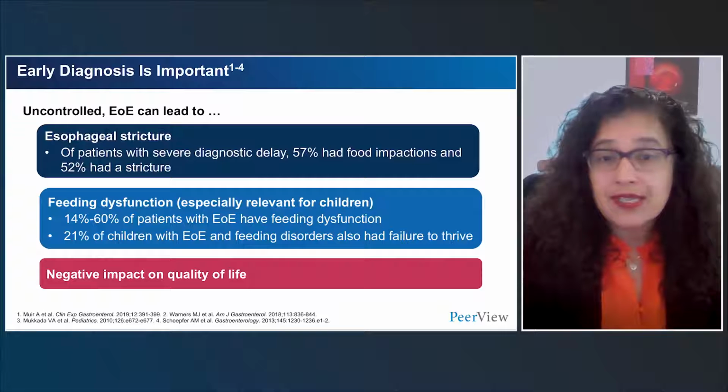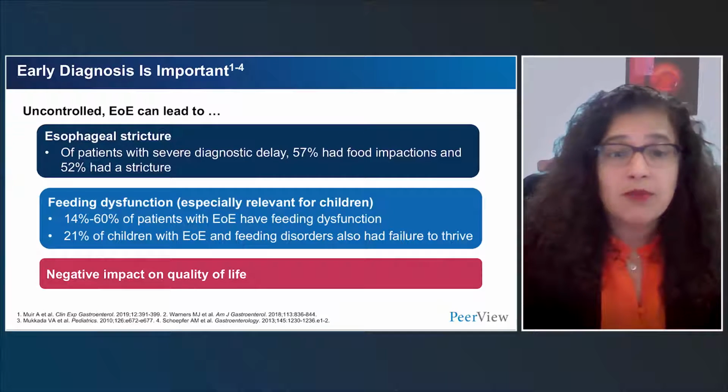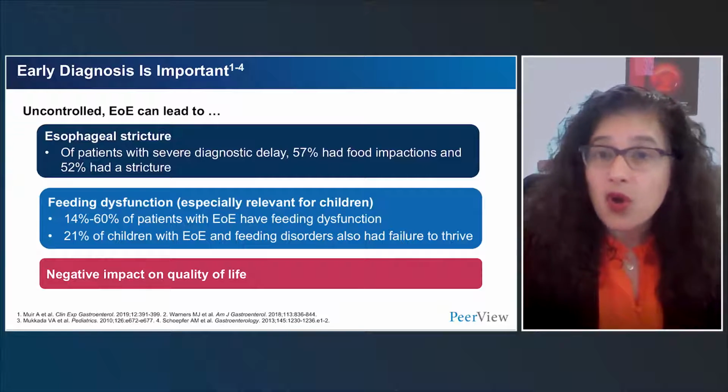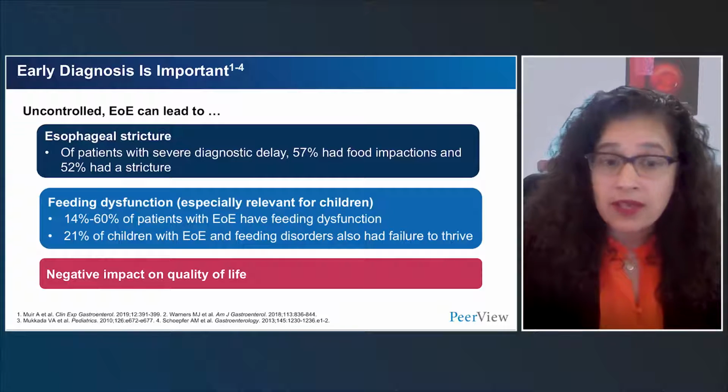Feeding dysfunction is especially relevant for children. 14 to 60% of patients with EoE have feeding dysfunction, and 21% of children with EoE and feeding disorders also have failure to thrive. And as you can imagine, all of this has a negative impact on quality of life.